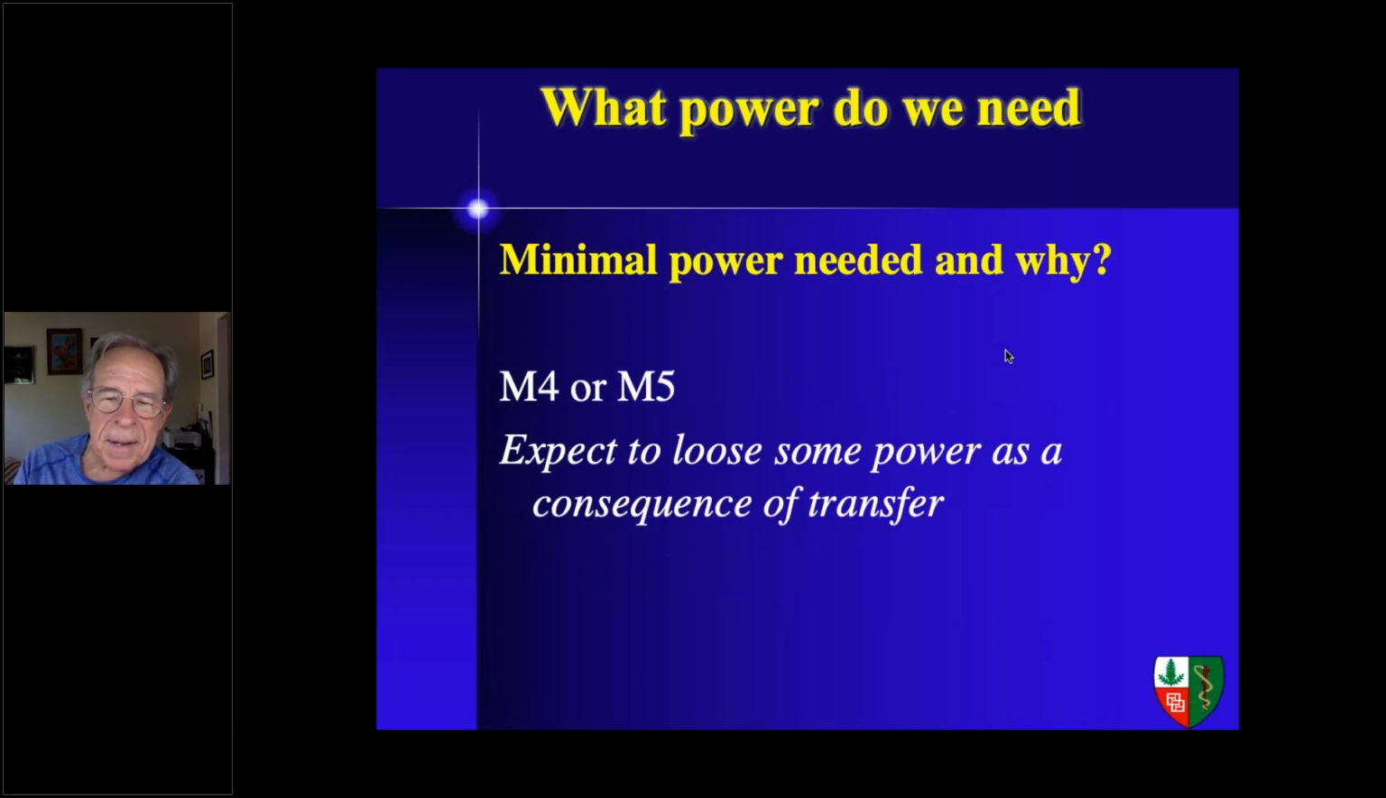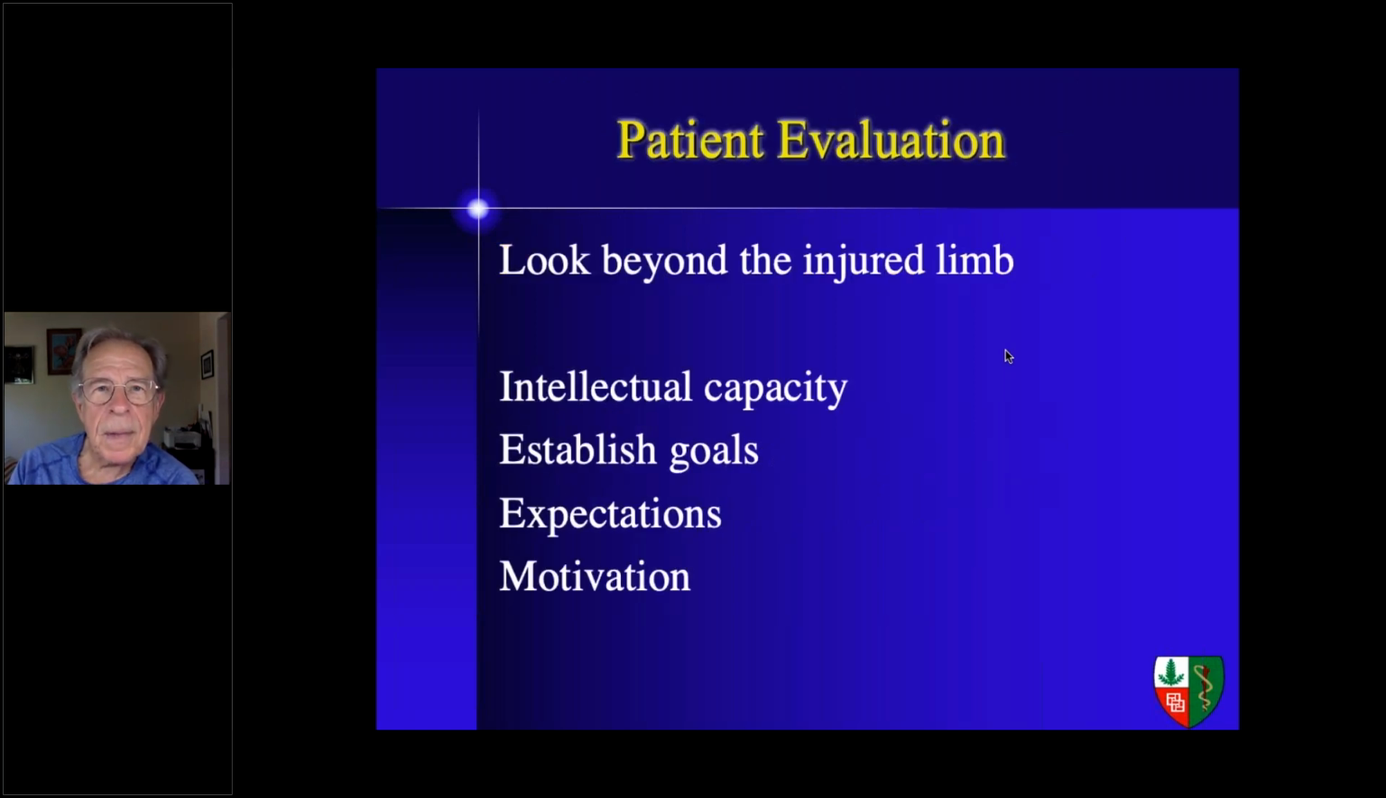Generally, we need a muscle to be a good M4 or M5 because we expect to lose some power as a consequence of the transfer. And so if you start with an M3 muscle and you lose power, and now it's not even an anti-gravity muscle, you've probably done that patient a disservice because it won't do work, and you may have robbed that person of some important function for no gain. So M4 or M5 before we consider tendon transfer.